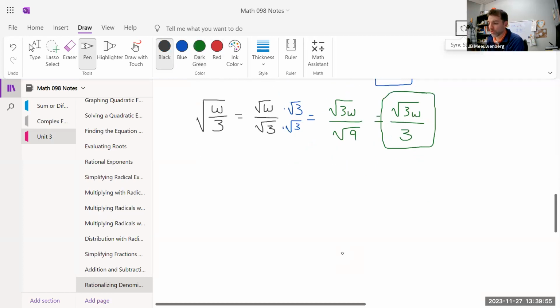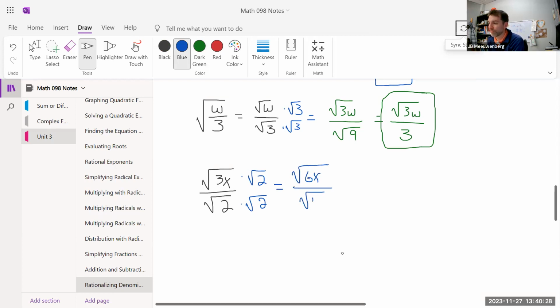Okay, try one on your own again. What if we have the square root of 3x over the square root of 2? Try that on your own. Again, square root of 2 over the square root of 2. That's what we're multiplying by. Here we have the square root of 6x. Again, on the bottom, we have the square root of 4. The bottom can be simplified. The top cannot. The square root of 6x all over 2.